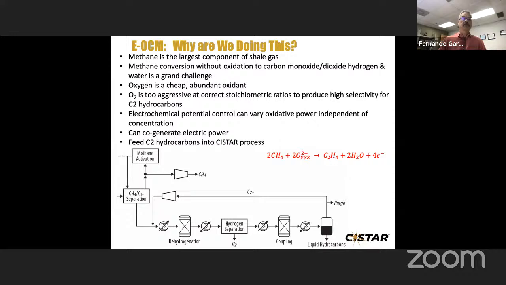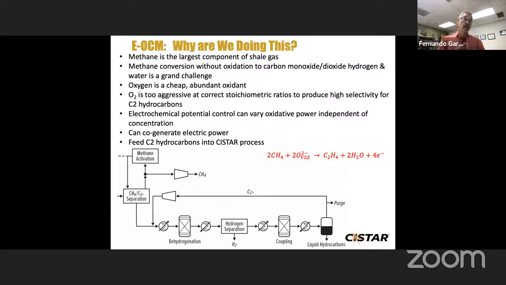There are a number of cycles which use either sulfur or halogens, which can avoid the oxidation penalties of using oxygen. However, they're far more expensive. And the big problem, as we will see, is that oxygen gas is too aggressive at the correct stoichiometric ratios to provide very high selectivity for C2 hydrocarbons, at least on most of the known catalysts. There is work going on in C-STAR on finding catalysts which can promote the formation of C2 and higher hydrocarbons from methane without such problems.